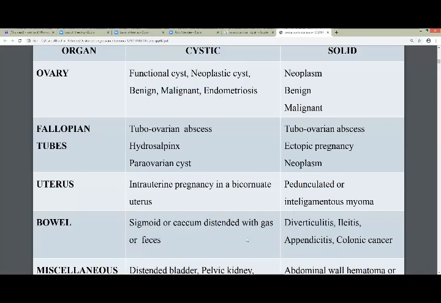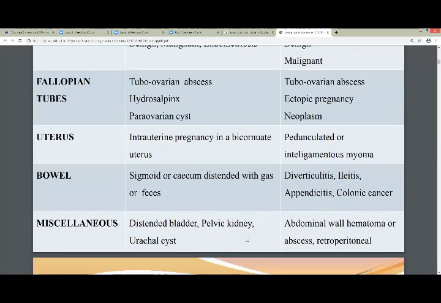Considering the abdominal part, there can be sigmoid or cecum distended with gas or feces, which can present with pain or a feeling of mass. There can be diverticulitis, ileitis, appendicitis, and colonic cancer. Appendicitis is one of the most common entities among the differential diagnosis of an ovarian mass. Miscellaneous causes can be distended bladder, pelvic kidney, and abdominal wall hemangioma in cases of surgeries.